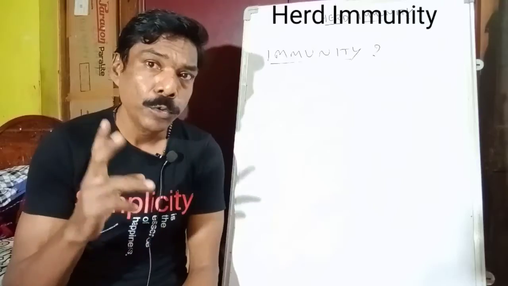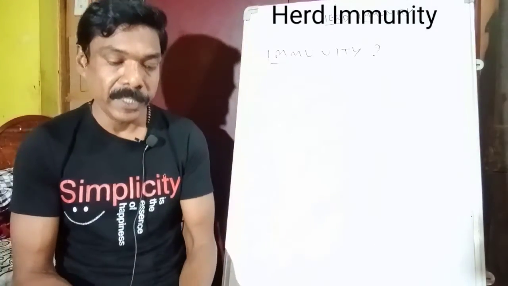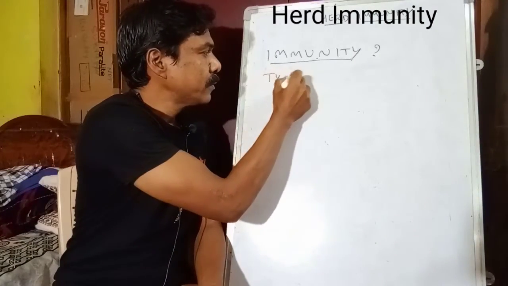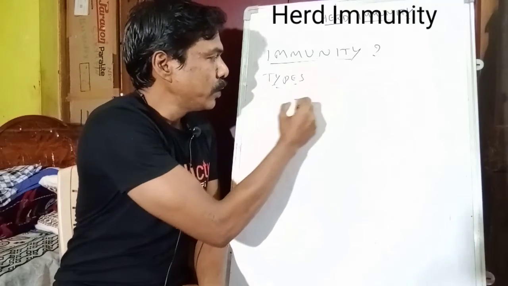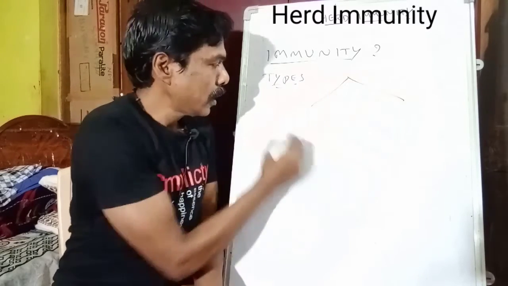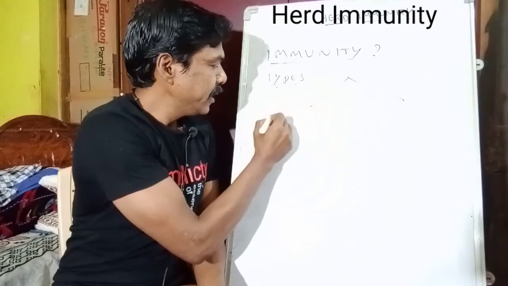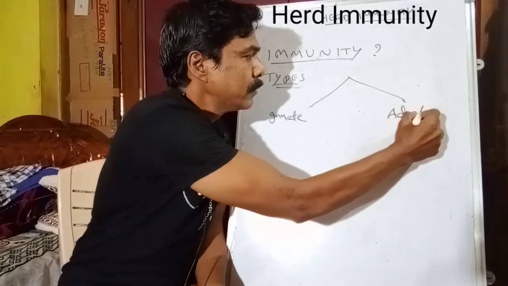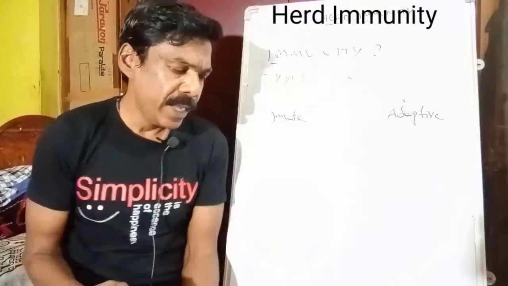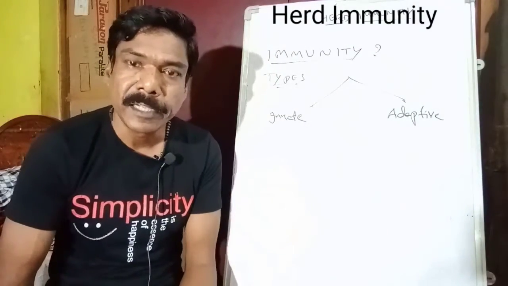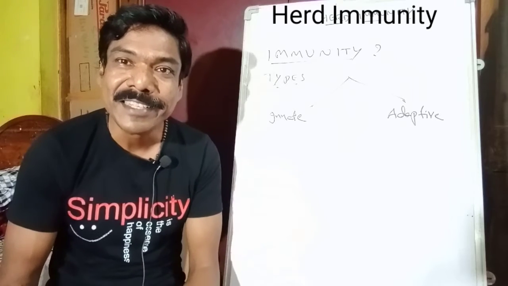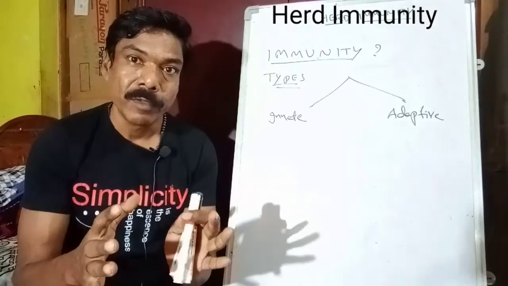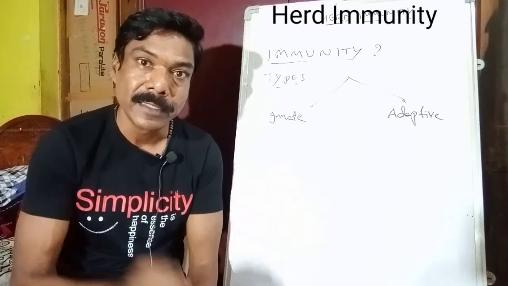So there are basically two types of immunities. I told you what is immunity, and the types of immunity are, there are two types. One is innate immunity, and the other is adaptive. So what is innate immunity? It comes from birth itself. Whatever ability to fight against any diseases or any virus or bacteria is there by birth, that system which is present in the body of an organism is called the innate immunity.